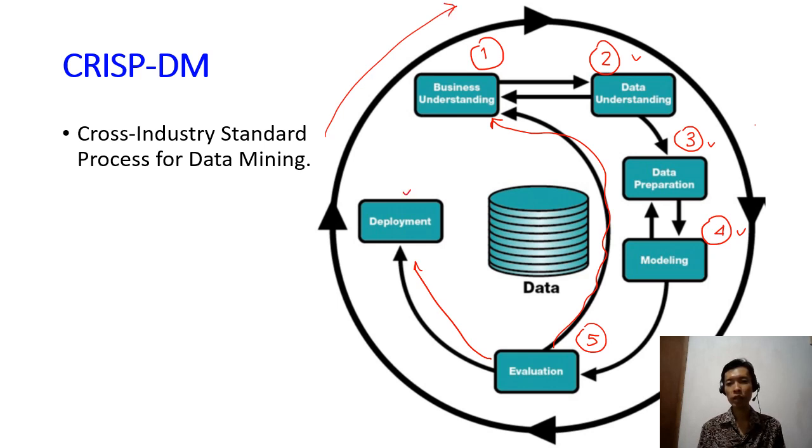We are continuously evaluating whether the model that we have is still relevant, whether the problem that we want to solve is still relevant, whether there is a new problem, and so on. So we keep on evaluating all these stages in the circle. Okay, so that's an overview about data mining, and we're going to look at the takeaways from this video.